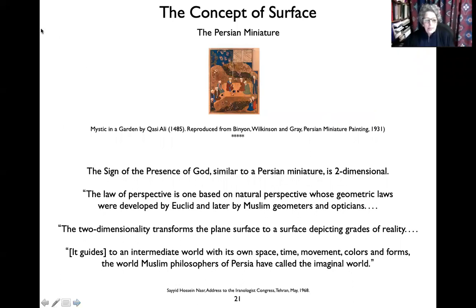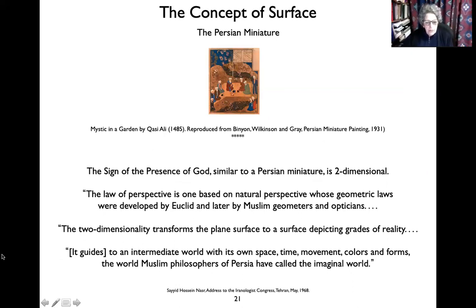So now we come to the concept of surface, which we had discussed before. An example is the miniature. The sign of the presence of God is similar because the Enneagram, as it's being presented today, is a 2-dimensional form. It's a 2-dimensional symbol. And should it be 3-dimensional? That's a question. I don't know. Would it work 3-dimensionally as well as it does 2-dimensionally or not? And why have we just remained with 2 dimensions?